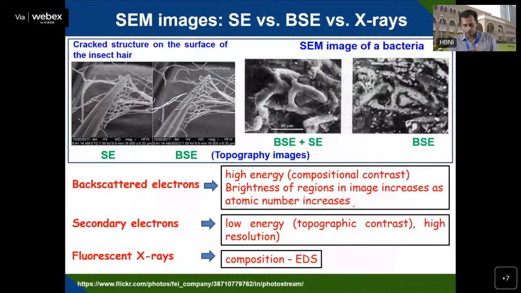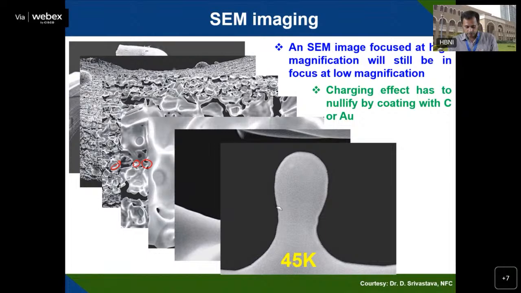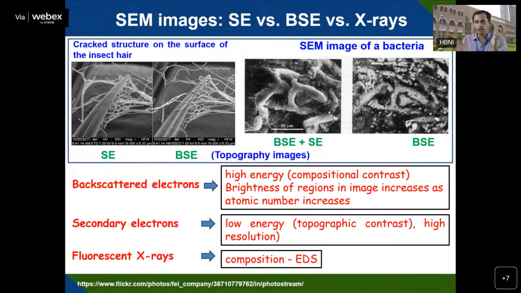You can see here, at 45,000 K, you can get how the structure is further porous or dense. Those information you can get by using SEM microscope. So in SEM, you can get a topography image, you can get internal structure features up to a little depth, and you can also get the shape and the size of the particles. Of the two types that I discussed, secondary electron and backscattered electron, both can be used in these SEM images.